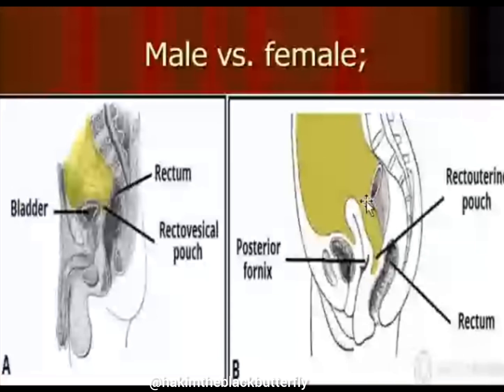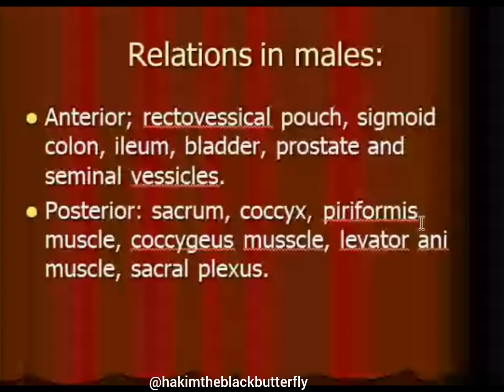Then you have the pouch of Douglas or rectouterine pouch, an extension of the peritoneal cavity between the rectum and the uterus, known as the rectouterine pouch or pouch of Douglas. And then you have the rectum and then the sacrum. And this is sagittal section. You can also observe these structures in transverse section. And that is how they are arranged.